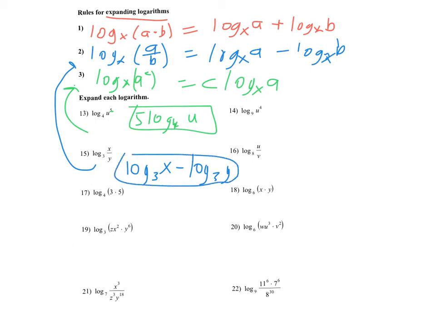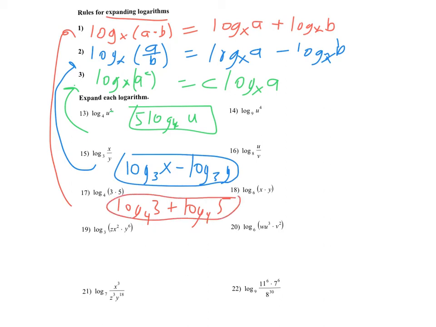Number 17 looks like rule number 1. And so that's a multiplication inside of there. So I'm going to split that up to a log base 4 of 3 and a log base 4 of 5. All right, number 19 gets a little more complicated. I'm going to say it's still kind of rule number 1 because there is just multiplying in there.